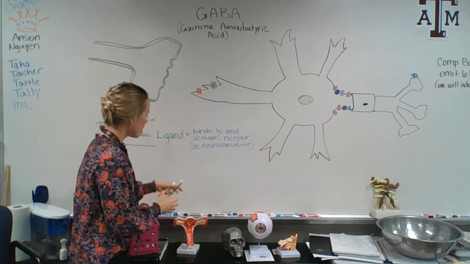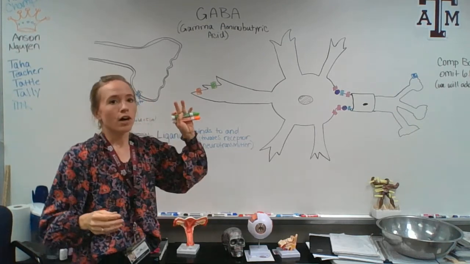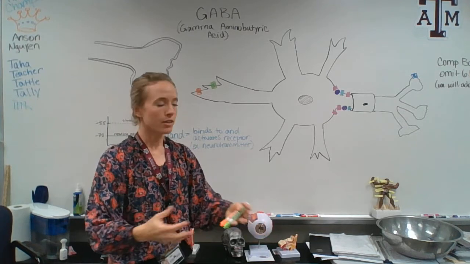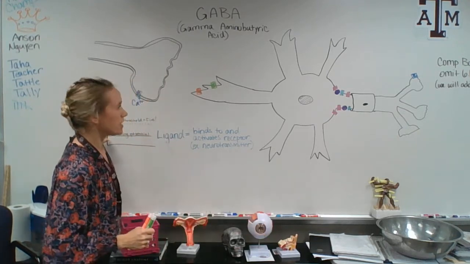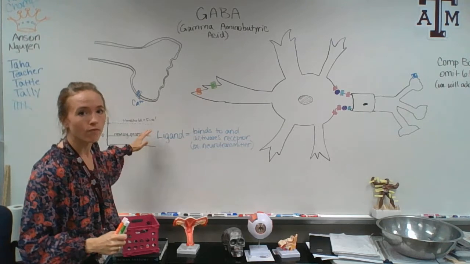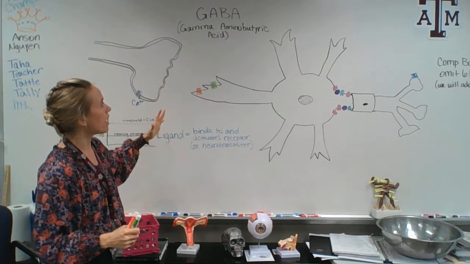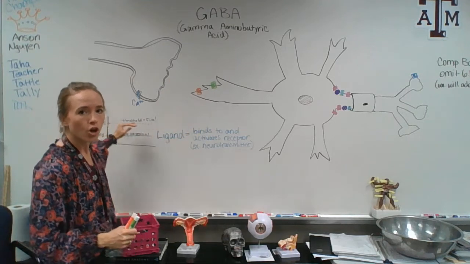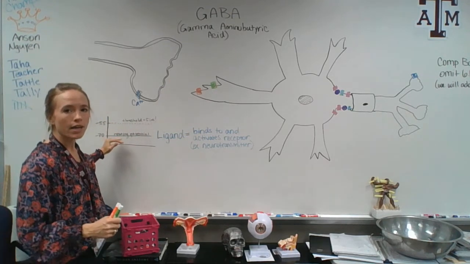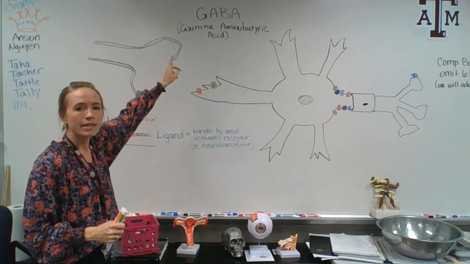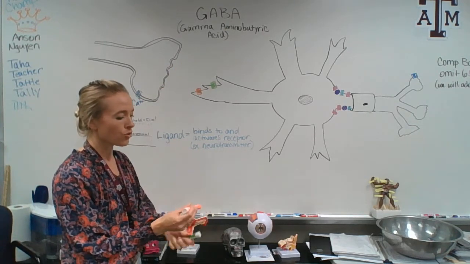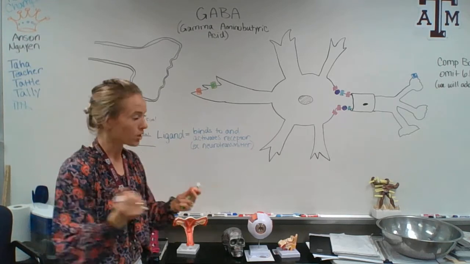All right, so you have neurotransmitters that are excitatory. They're going to get the neuron up to threshold so it fires. And then you have neurotransmitters that are inhibitory. It's going to lower the resting potential, so it takes a little bit more to fire. And GABA is an inhibitory one. So let's go through an excitatory first.